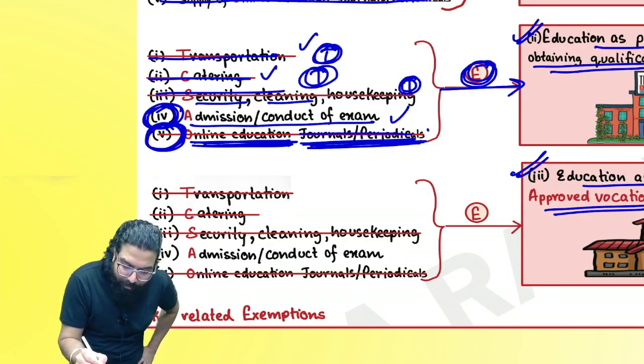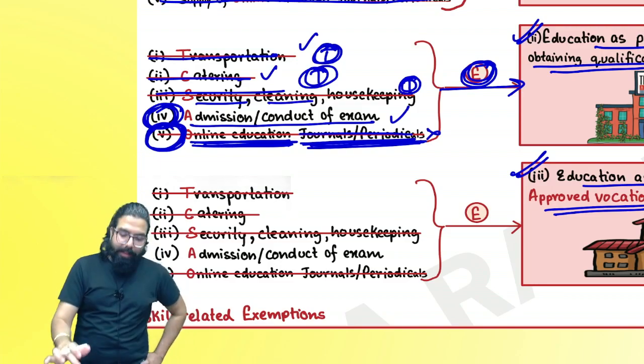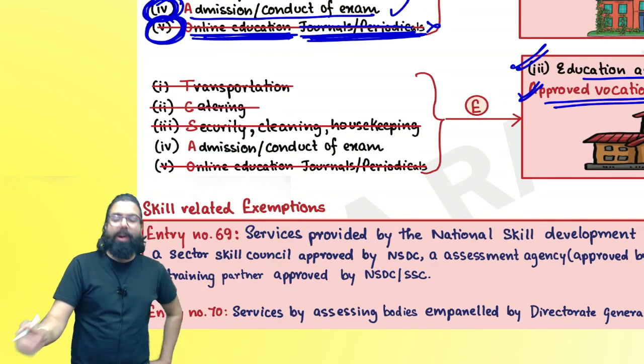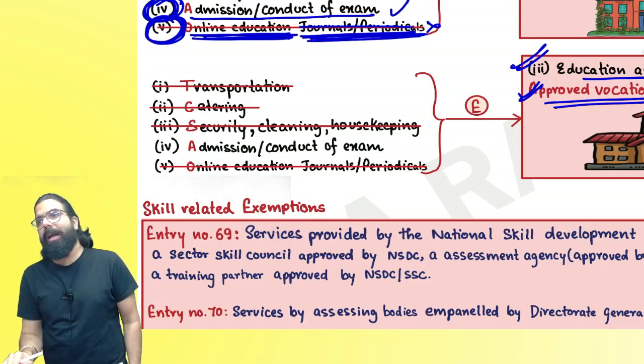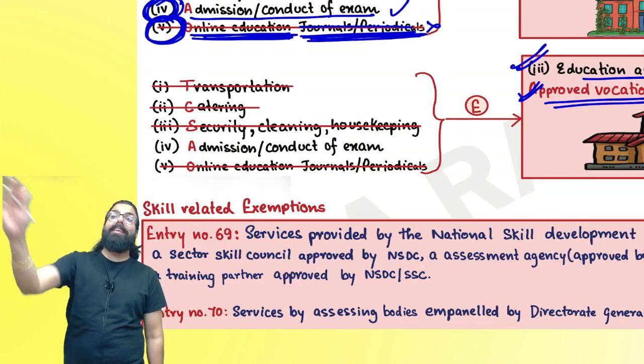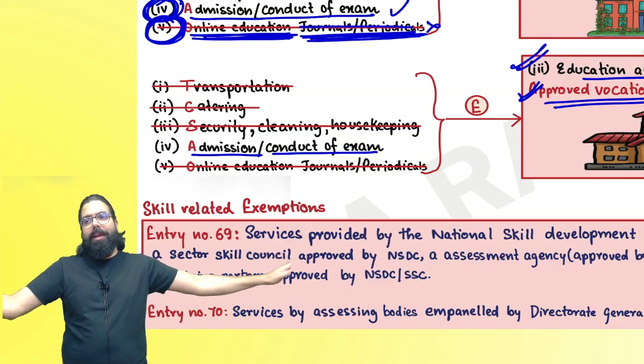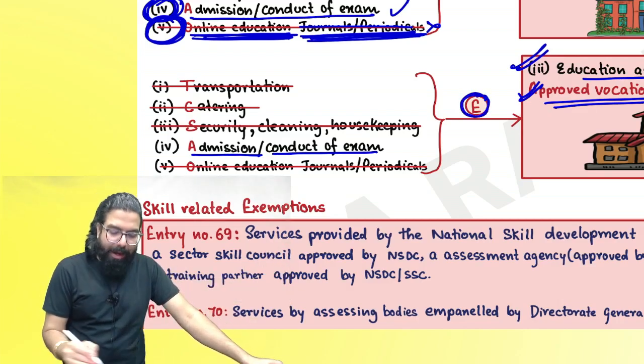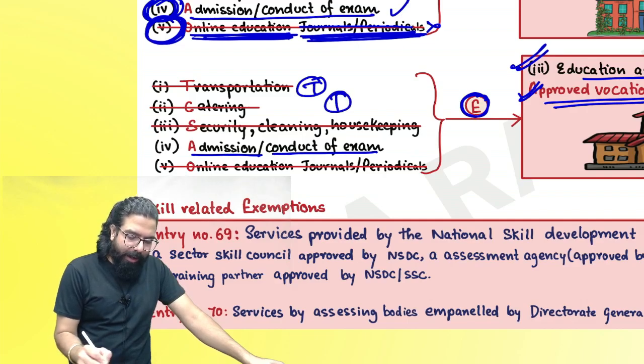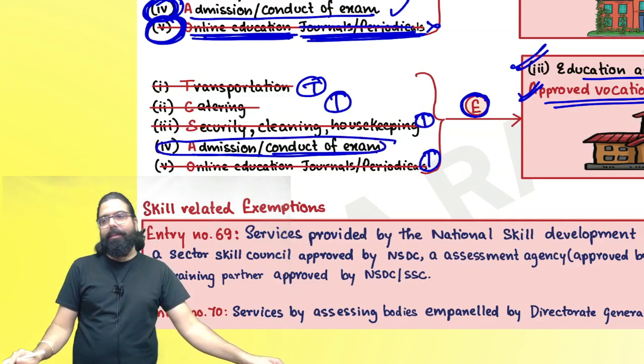By mistake, this is cut. Actually, this should not have been cut over. The last one over here is approved vocational education course, who is going ahead and providing. All the services are taxable other than one. Admission or conduct of exam related service, only that is exempt. Others are all taxable. Only this service is being exempted.